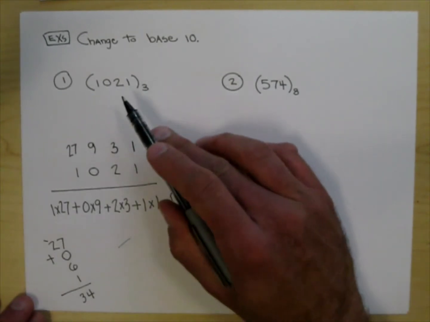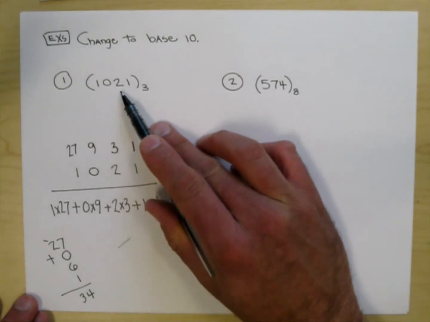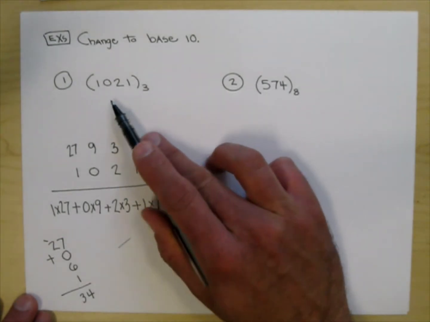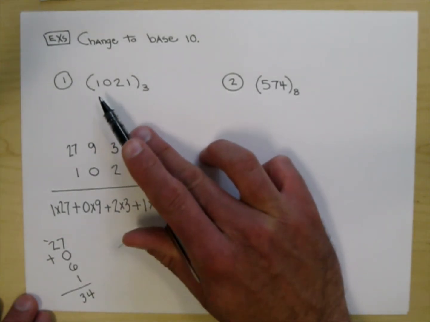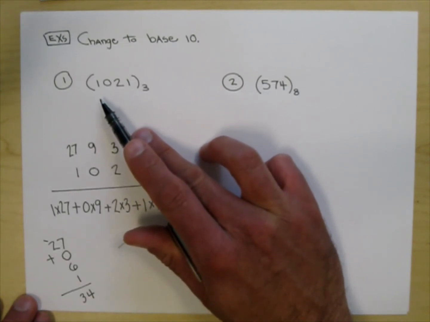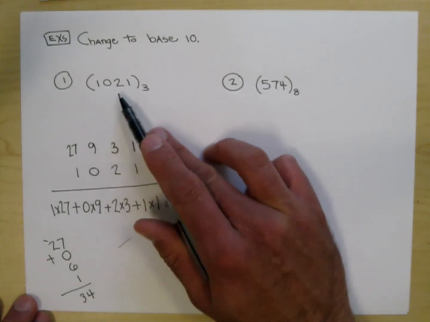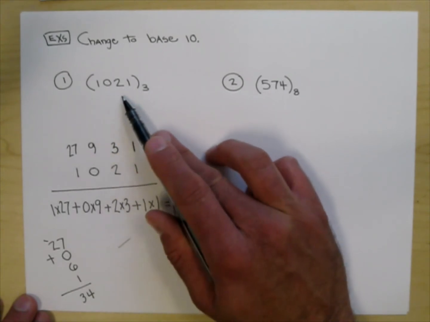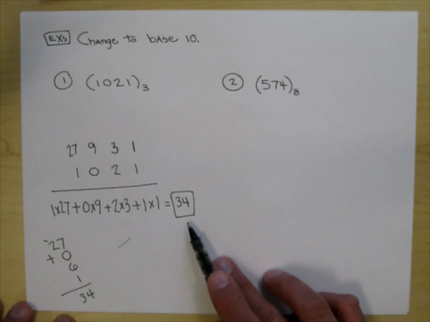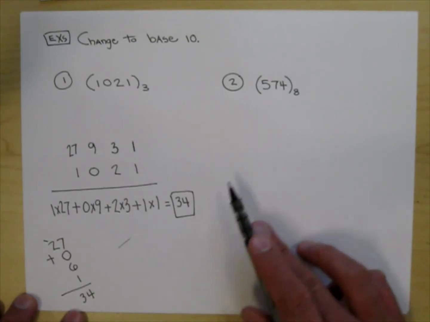So what it means is 1021 base 3 is really 34. And when you have a number written in another base, like this one, we would never say 1021, because when you say 1000, you're already saying something that's a base 10 number. This is a base 3 number. So this equals 34. Why don't you pause the video, see if you can do this one.